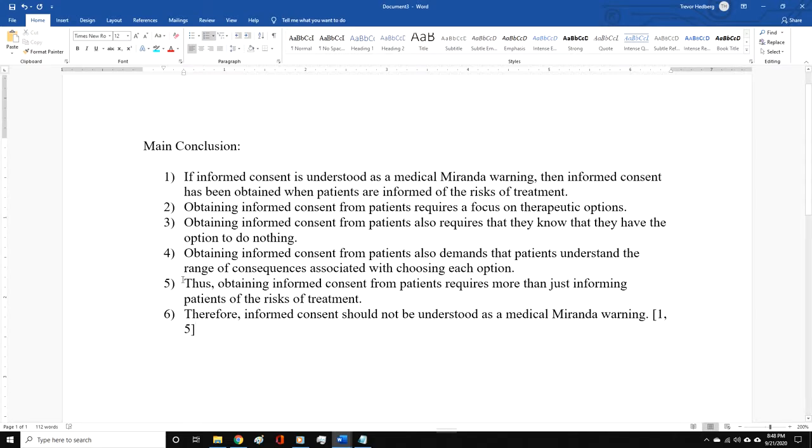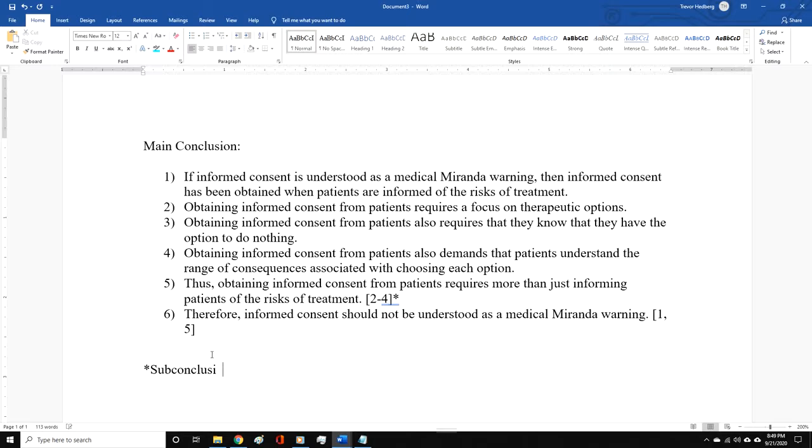So we have statements 1 and 5 that are getting us to that. And then we've got 2 through 4 here that are all designed to support this claim. So what we've got here are premises 2, 3, and 4 that are all supporting this observation, that obtaining informed consent from patients requires more than just informing the patients of the risk of treatment. We're then taking that conclusion and combining it with this initial statement to generate our overall conclusion of the argument.